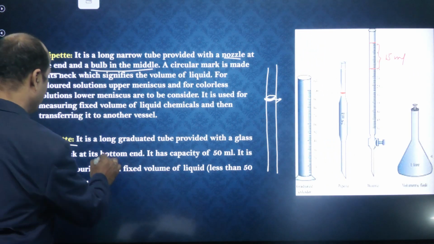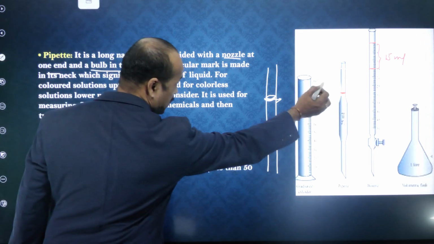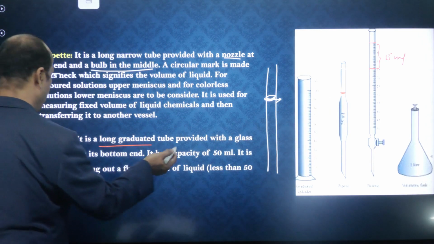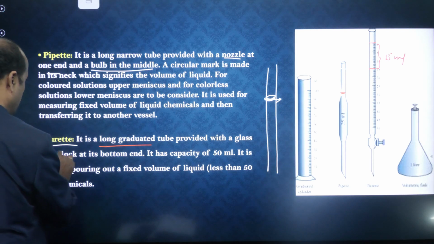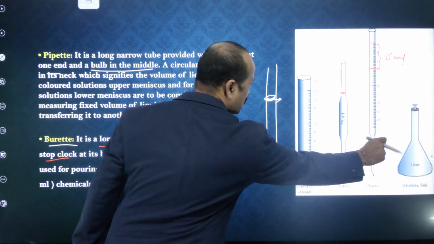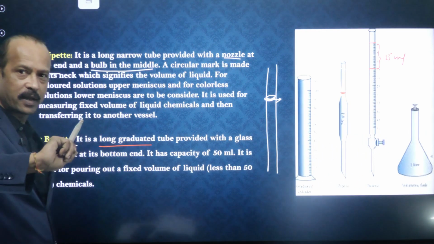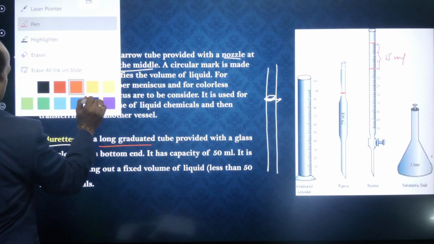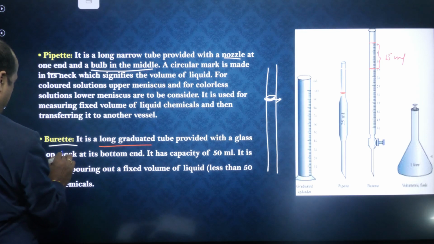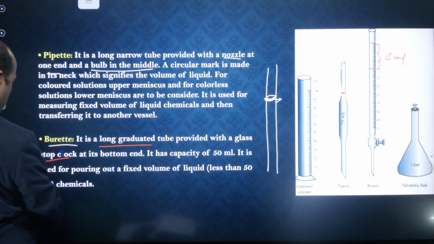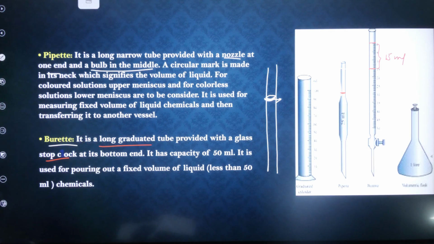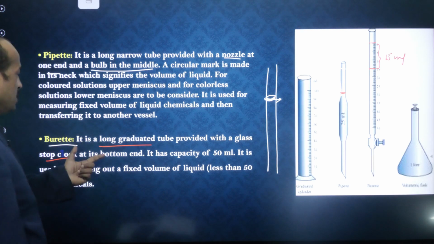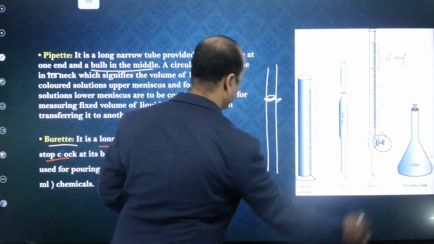So, it is a long graduated tube provided with a glass stopcock. Sorry, it is a stopcock. So, this is called a stopcock. So, we can turn it down and up. Okay, there is a stopcock. The stopcock is at its bottom end. So, at the bottom end you can see here, this is the stopcock.